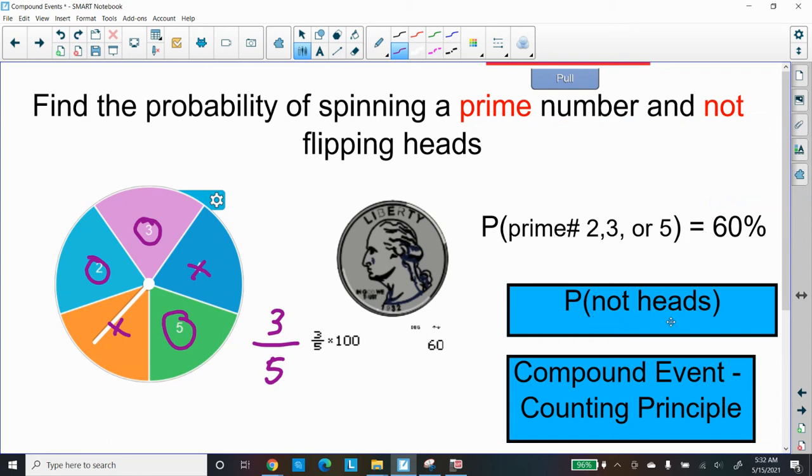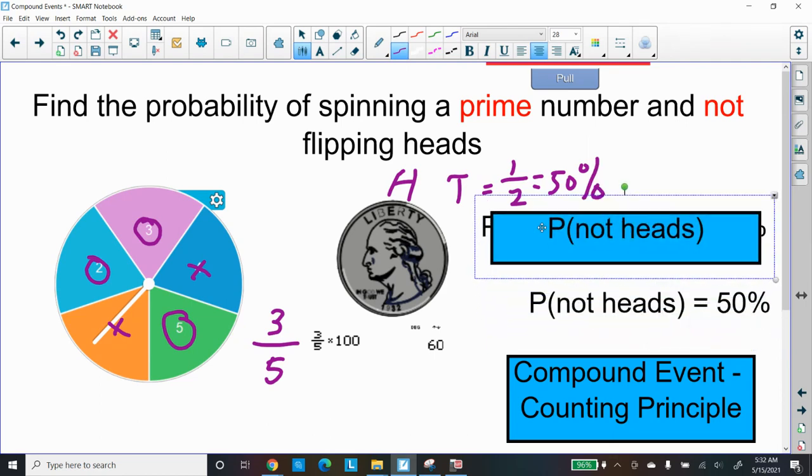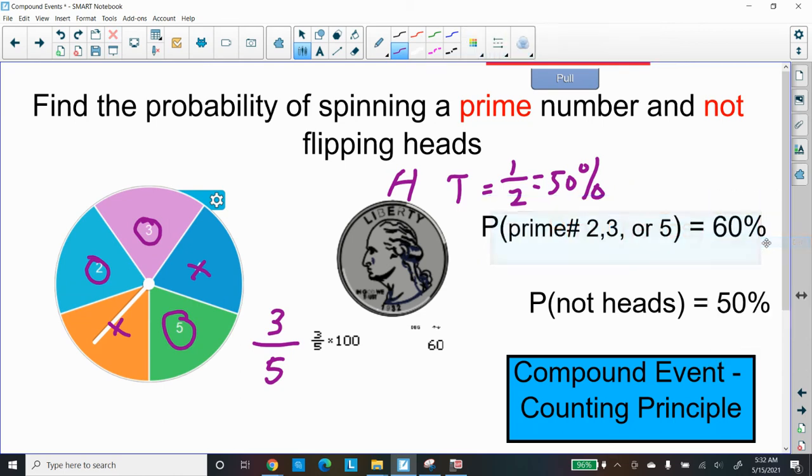Probability of not heads. Well, they don't want a head. That means they want a tail. Well, remember when we are flipping a coin, we get 2 options, head or tail. So that's 1 out of 2. So that's 50%. So the probability of a tail would be 50%. So not heads is what we would want, or what they're really saying is get a tail, Dr. Rob. So they don't want heads. So let's get that out of there. So the probability of not heads is 50%.